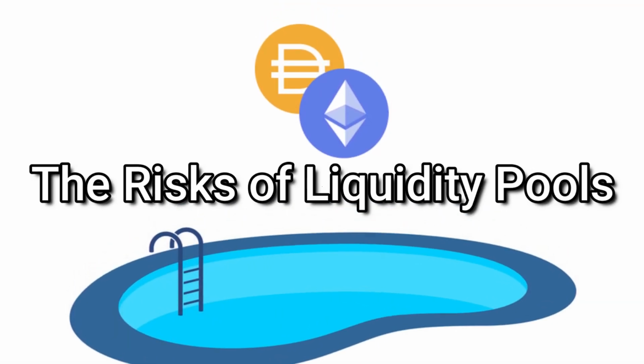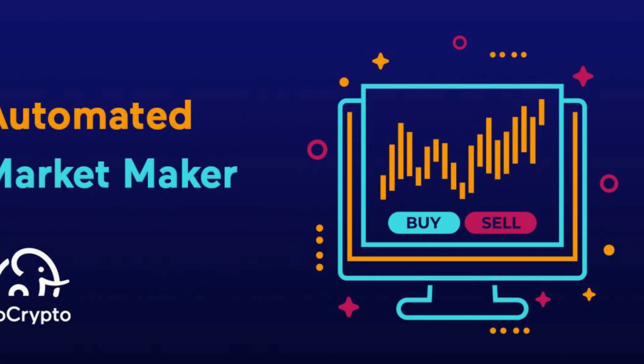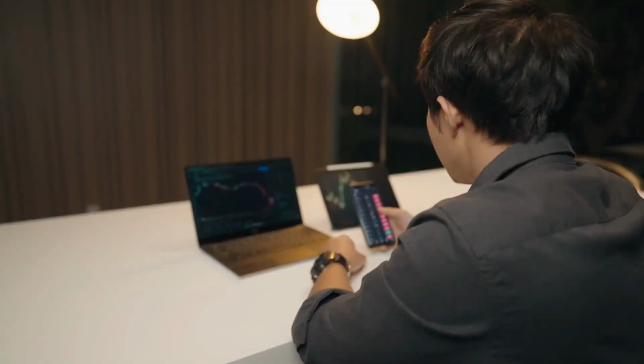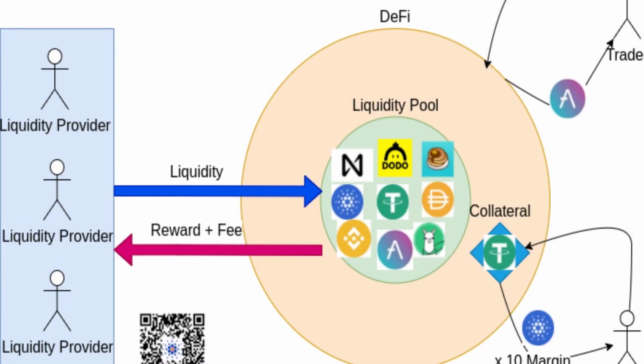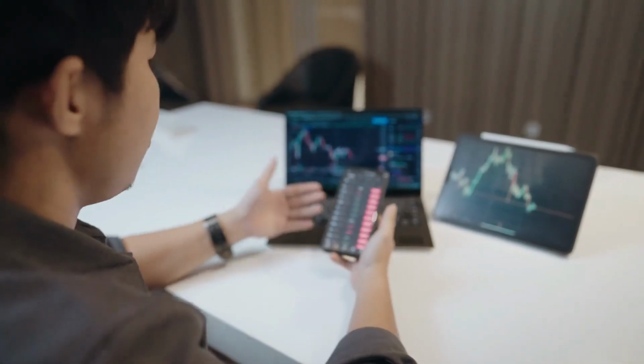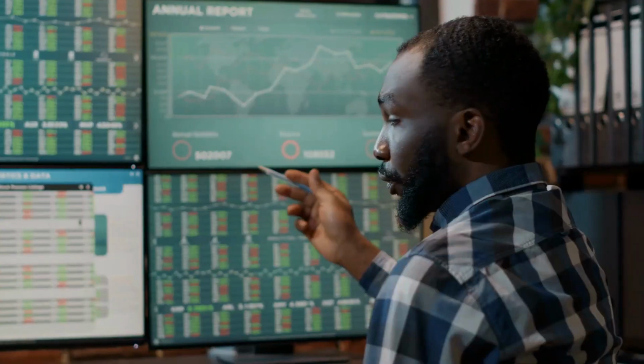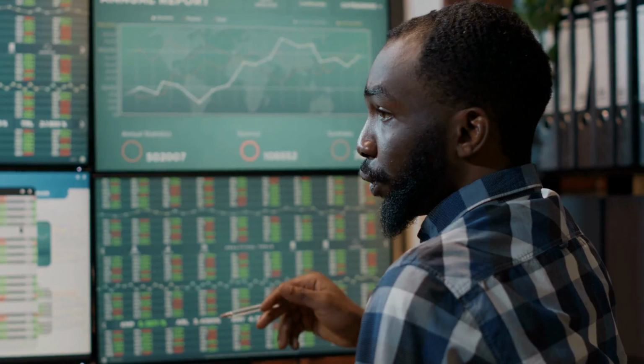The risks of liquidity pools. If you provide liquidity to an AMM, you must understand impermanent loss. You lose money when you give AMM liquidity versus hodling. You risk losing money if you offer liquidity to an AMM. Sometimes it's small, sometimes it's big.